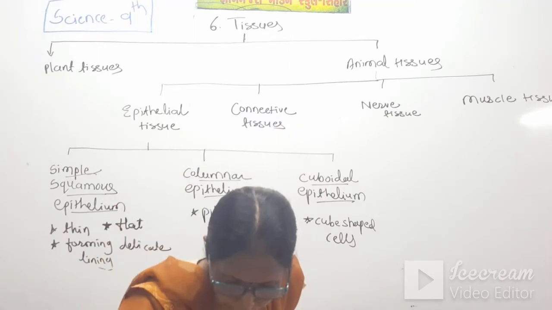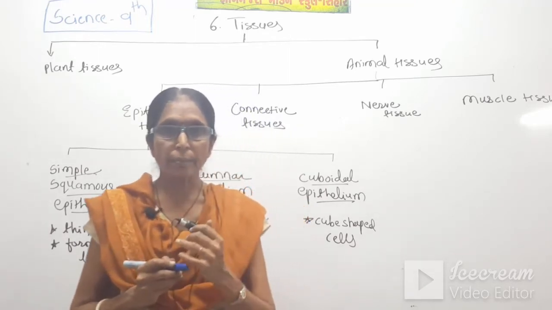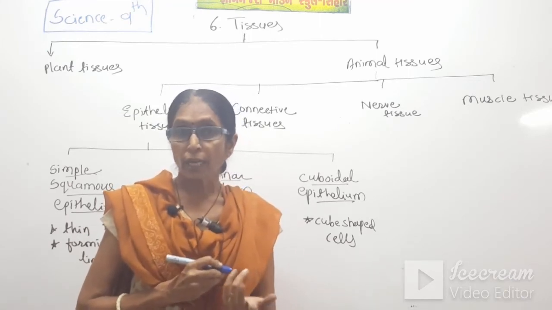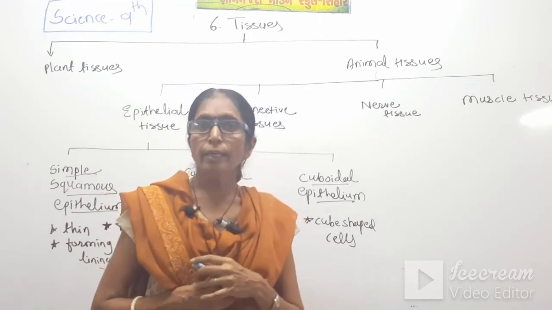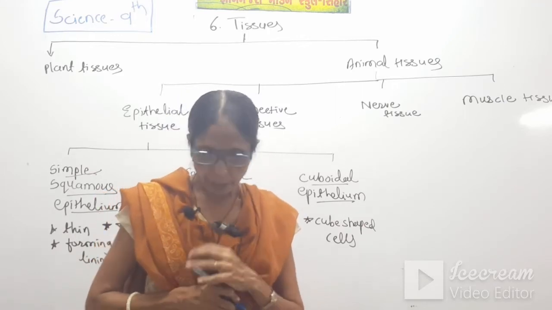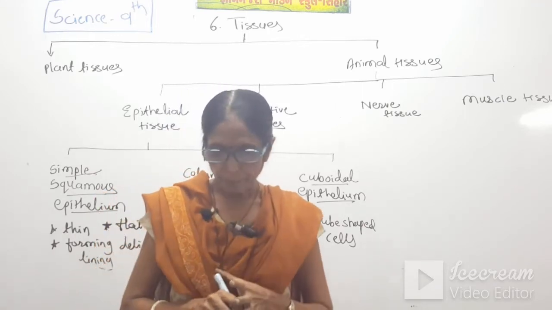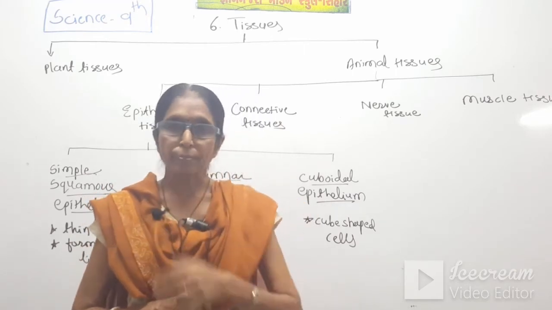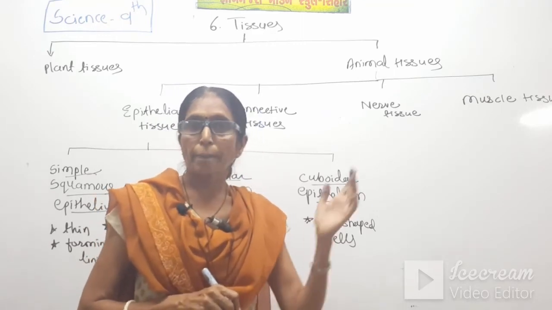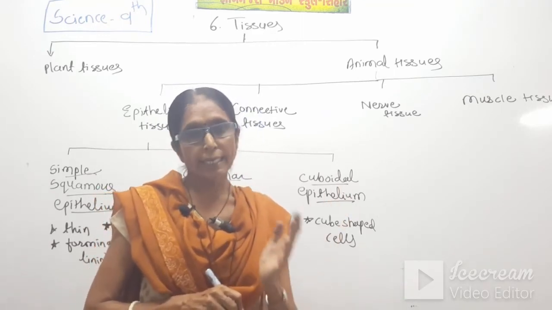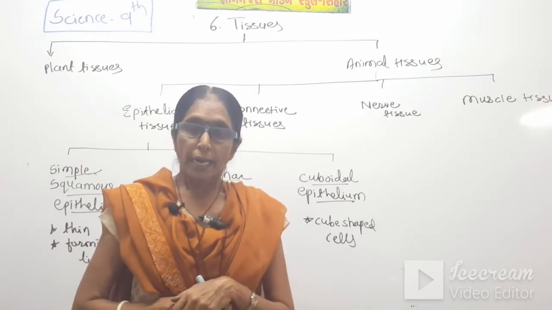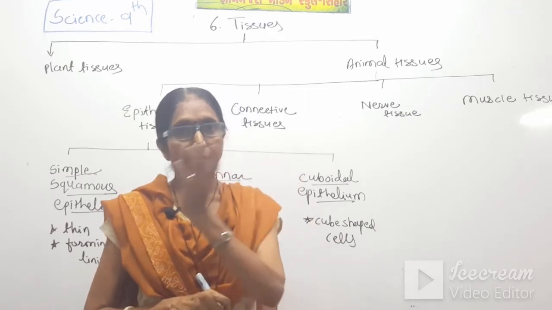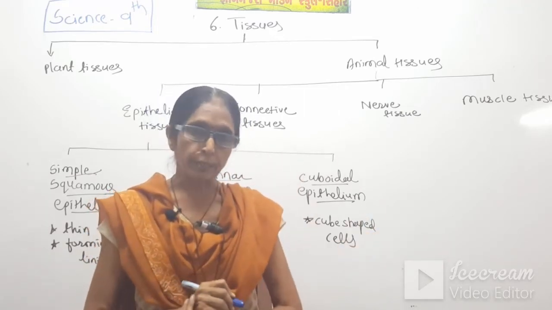There are two main types of plant tissues, meristematic tissues and permanent tissues. Again, meristematic tissues have three types: apical, intercalary and the third one is lateral meristem. And permanent tissue: simple permanent and complex permanent. In simple permanent, parenchyma, collenchyma and sclerenchyma. And in the complex permanent tissue, xylem and phloem are two subtypes.